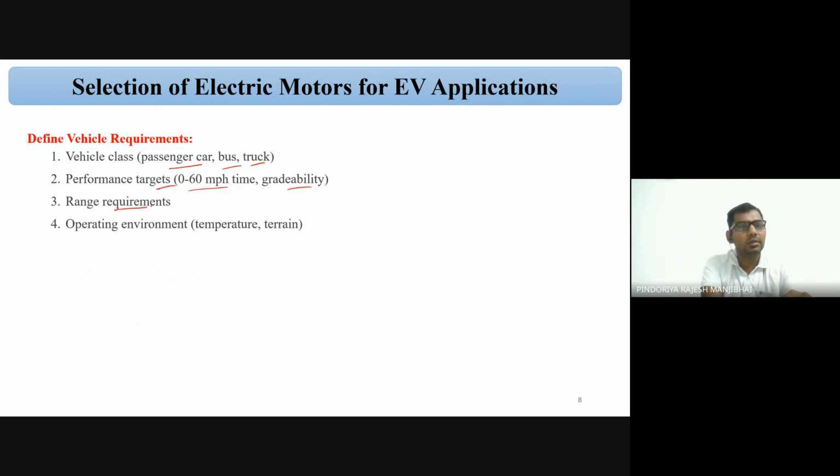Range requirements and operating environment, that is temperature and terrain, correct? Because temperature is a most important parameter. Suppose your temperature is 0 to maybe 45 degrees, then it's a normal temperature. Above 45 degrees, that is a very hot temperature. But considering Kathmandu, Nepal, the temperature is maybe 0 to a maximum of 40 degrees, because that is a cool area. Nowadays it is around 35 to 40 degrees.